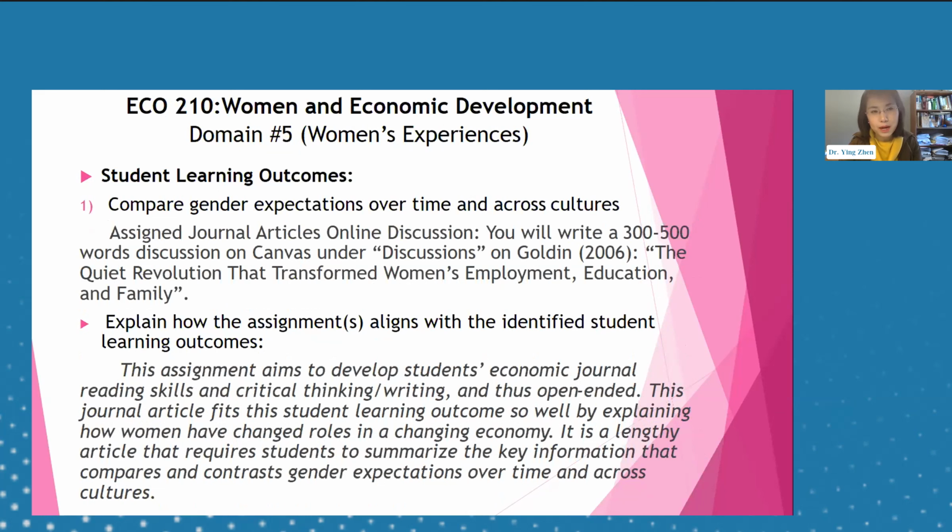The first one is compare gender expectations over time and across cultures. And I also assign a journal article, but this is a much longer article than Jacobson 1999, so Golden 2006. It has 19 pages. The Quiet Revolution that transformed women's employment, education, and family. So this is a perfect reading in order to satisfy this learning outcome.